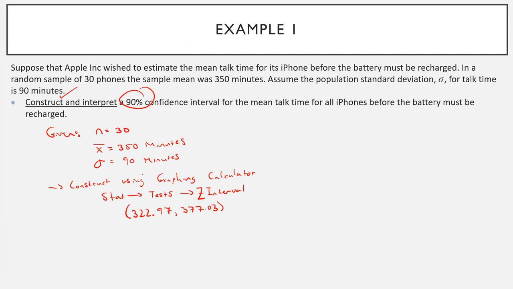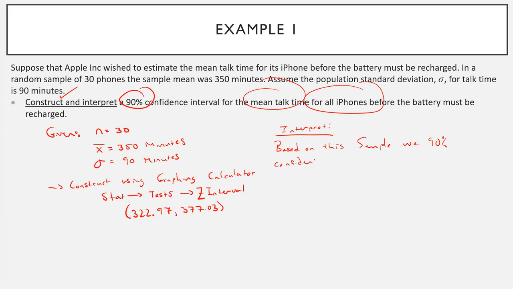Now we have to interpret it. There's some standard verbiage we're going to use when we interpret a confidence interval. Here's what we're trying to do: we're trying to estimate the mean talk time of all iPhones. So it goes like this: based on this sample, our level of confidence was 90. We are 90% confident that the mean talk time on the iPhones is between 322.97 minutes and 377.03 minutes.